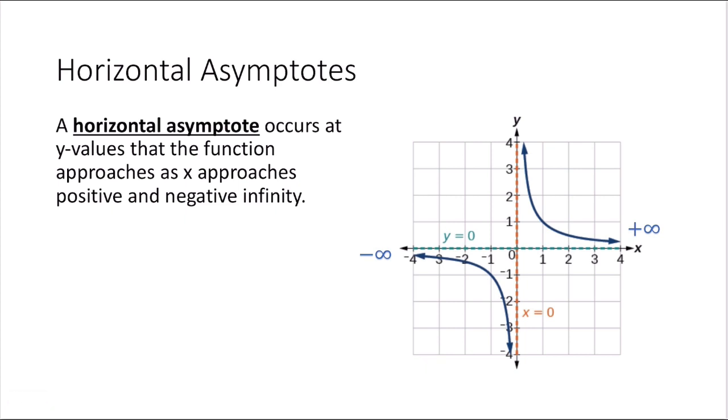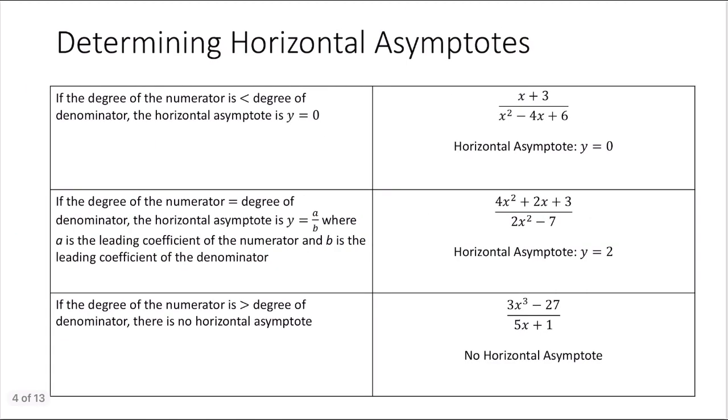So like here you can see it has a horizontal asymptote at y equals 0 because x is heading to positive infinity and x is heading to negative infinity. So how do you determine the horizontal asymptote? It's going to depend on the degree of the numerator and the degree of the denominator.